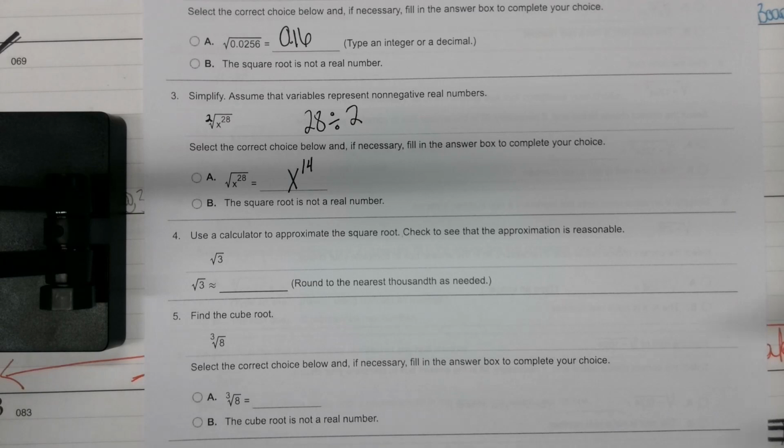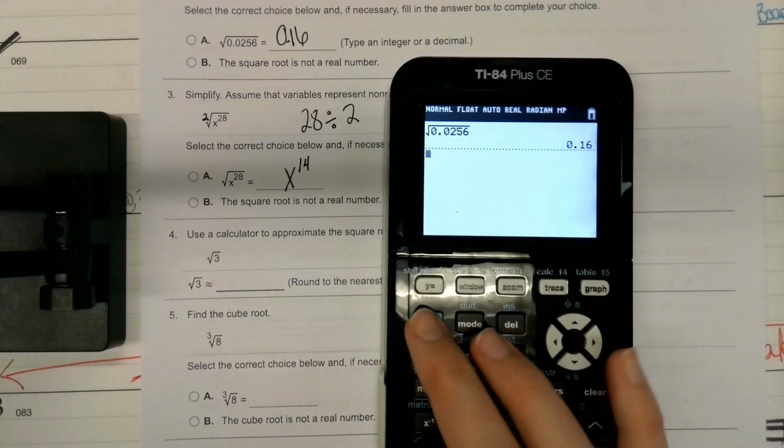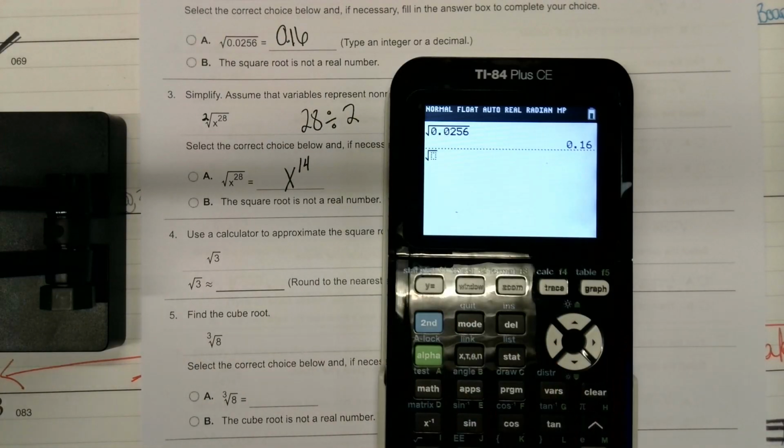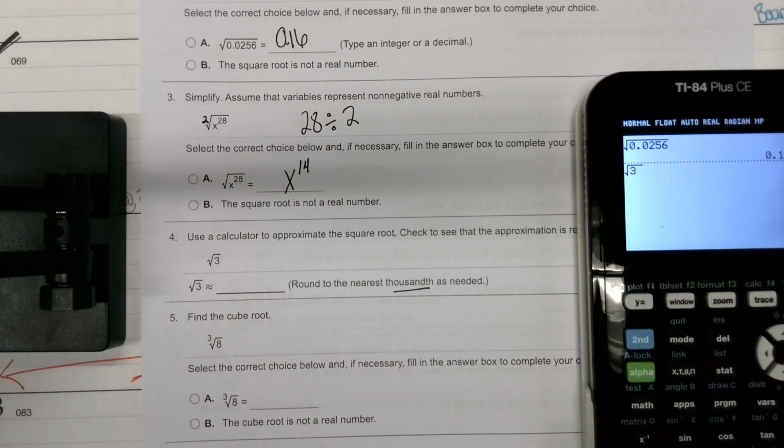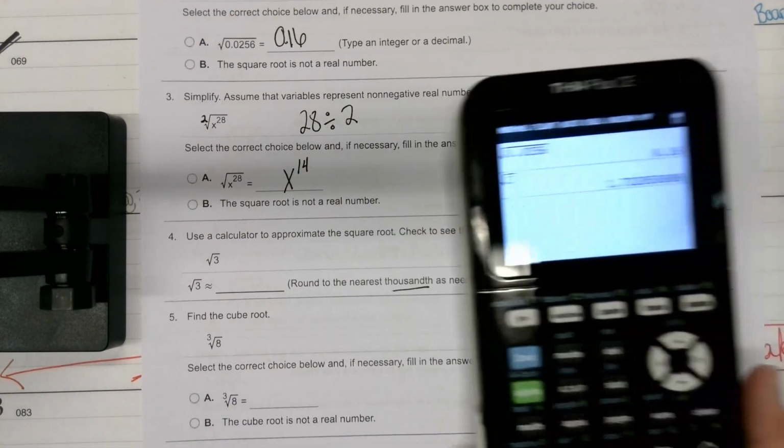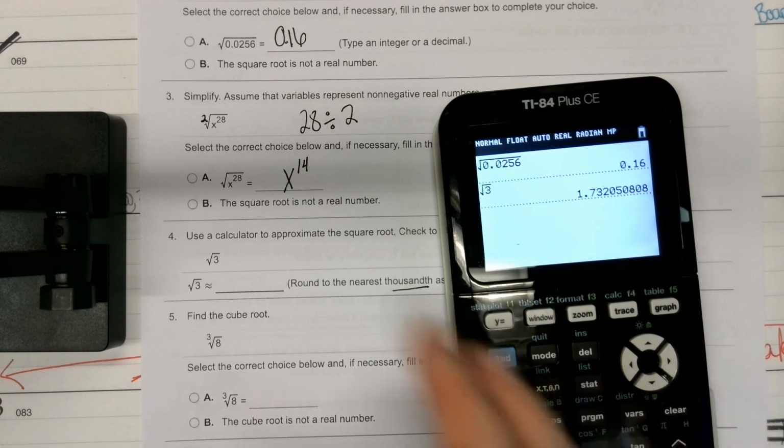This one, they want you to use a calculator. Do not try and do this in your head. And it says round to the nearest thousandth, so that's your second decimal place. So 1.73.